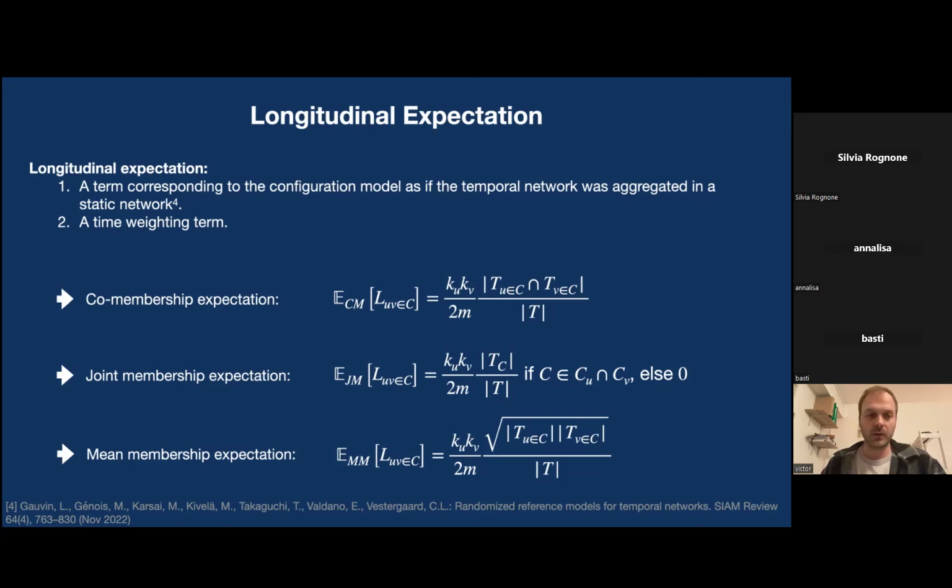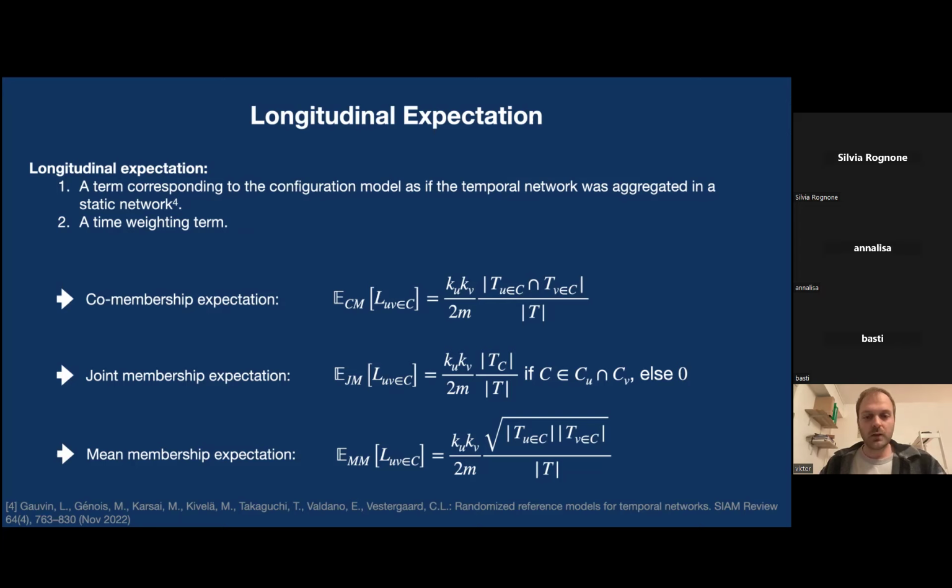spent in the communities. So the first one, the co-membership expectation, is, in my opinion, the most intuitive one. It is very similar to the multi-slice modularity as we observed before. And it corresponds to the idea that you can only expect interactions between two nodes if they exist at the same time in the same community. But it raises some issues that I will present in the next slide.